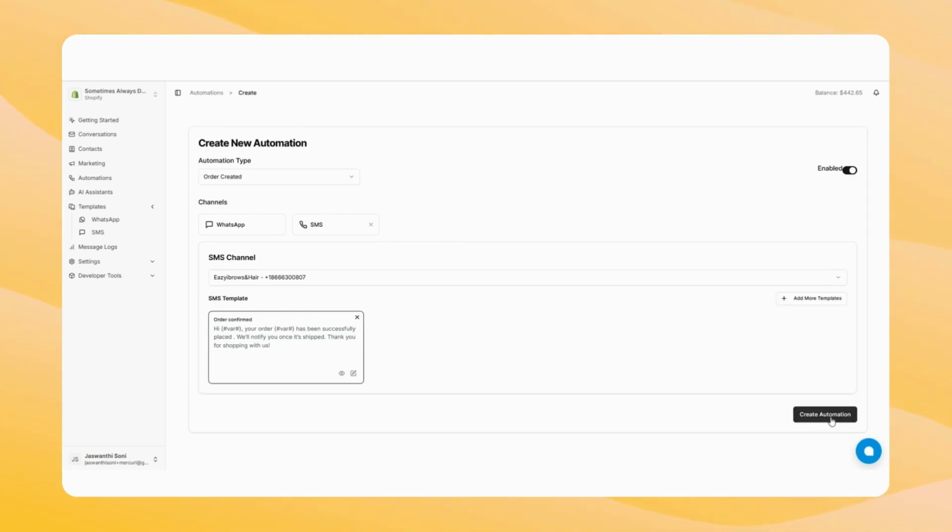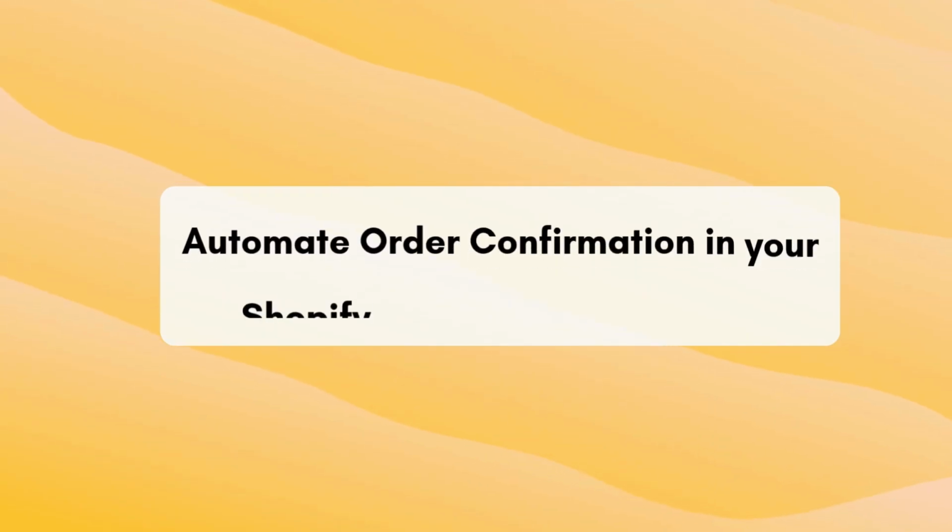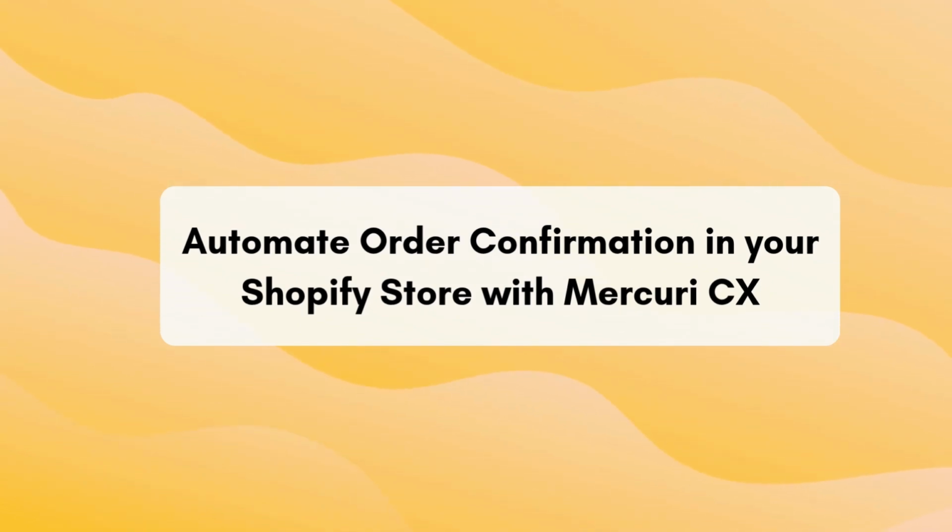Click Create Automation. And that's it. Your SMS automation for Shopify using Mercuri is now ready. Customers will get timely updates automatically, saving you time and improving their experience.